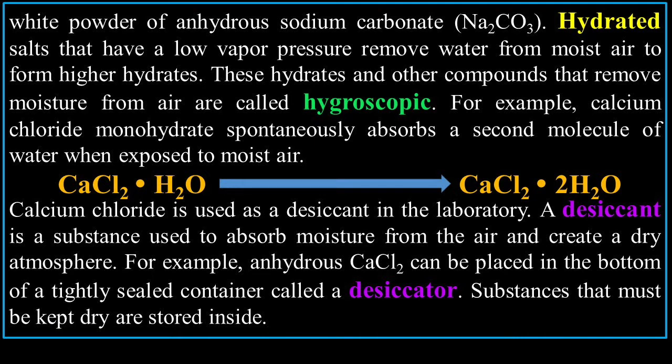There's the equation. Calcium chloride is used as a desiccant in the laboratory. A desiccant is a substance used to absorb moisture from the air and create a dry atmosphere. For example, anhydrous calcium chloride can be placed in the bottom of a tightly sealed container called a desiccator. Substances that must be kept dry are stored inside, and it really works. A desiccator takes the moisture out of air.